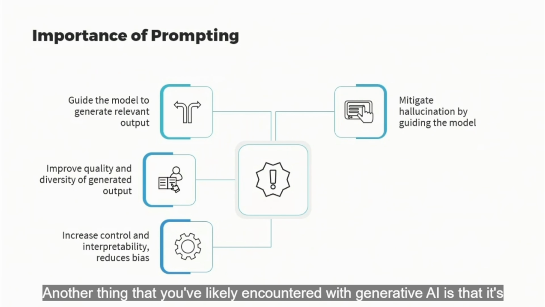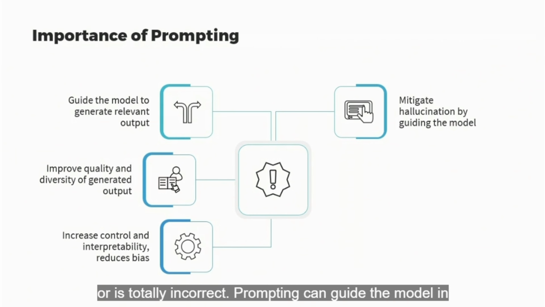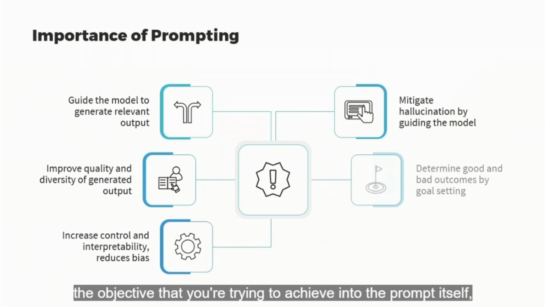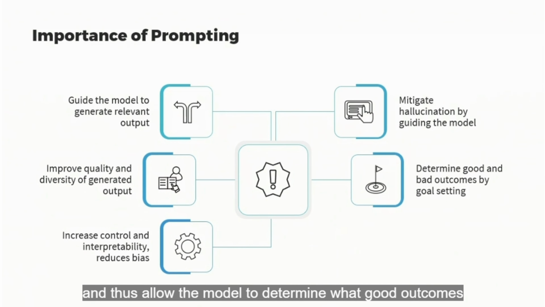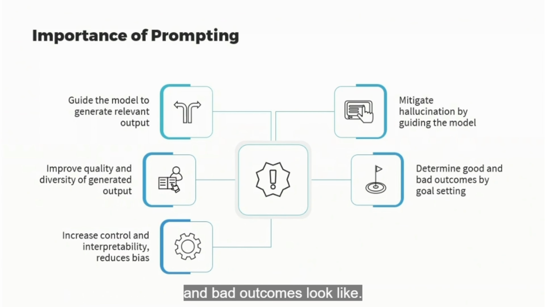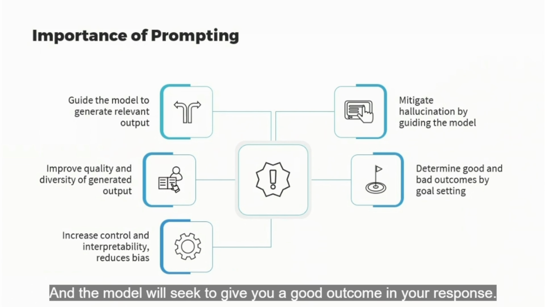Another thing that you are likely to encounter with generative AI is that it's prone to hallucinations. Models may hallucinate knowledge that is not factual or is totally incorrect. Prompting can guide the model in the right direction by making it cite the right references and give the right answers. You can also incorporate the goal or objective that you are trying to achieve into the prompt itself, and thus allow the model to determine what good outcomes and bad outcomes look like. And the model will seek to give you a good outcome in your response.